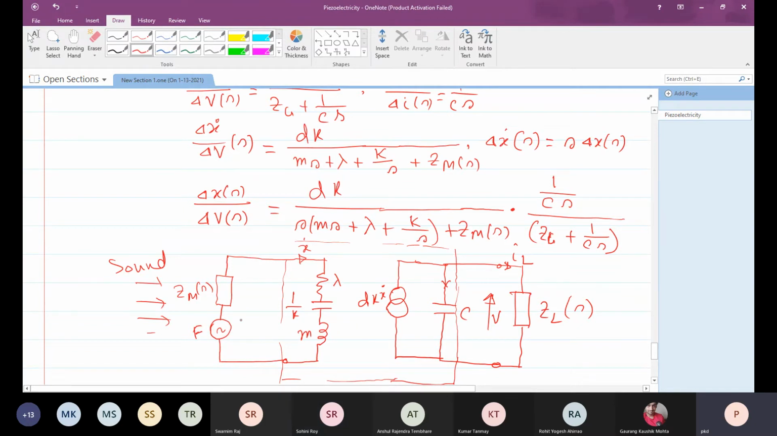Now that generating force will have some impedance associated with it, because the external medium and the crystal medium are not same. So the external medium has certain impedance, and then the crystal is here, which is a second order system having a damping coefficient, a stiffness coefficient and mass. So that is the oscillator, the crystal oscillator. Now this crystal oscillator will create a displacement of charge. If it is vibration, there will be some rate of change of charge, and the corresponding current dQ dt will be created. So that is the current source.